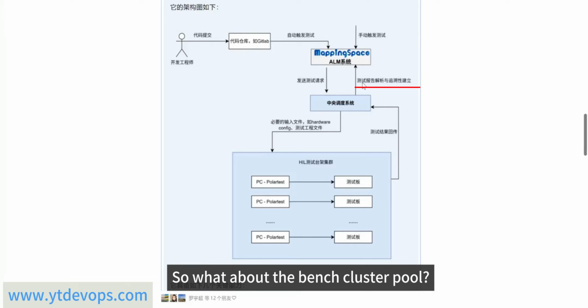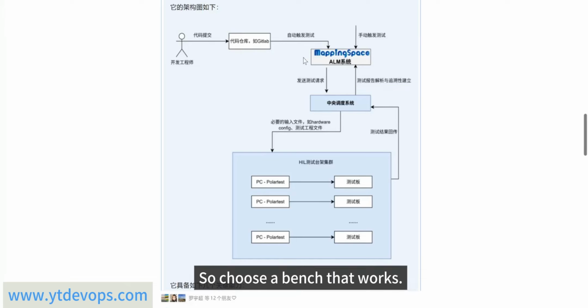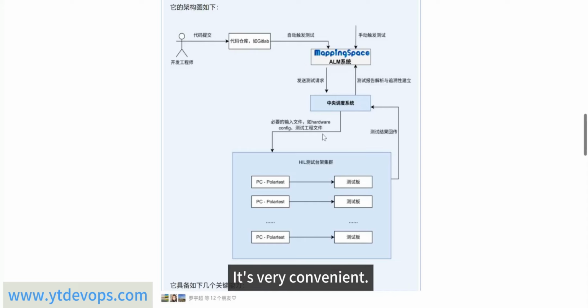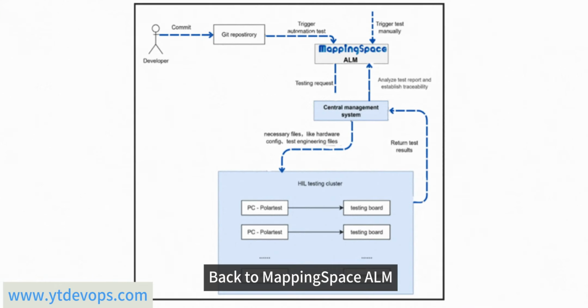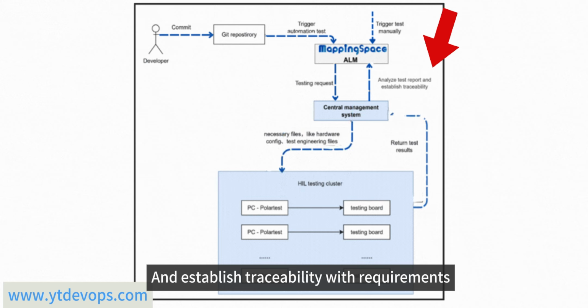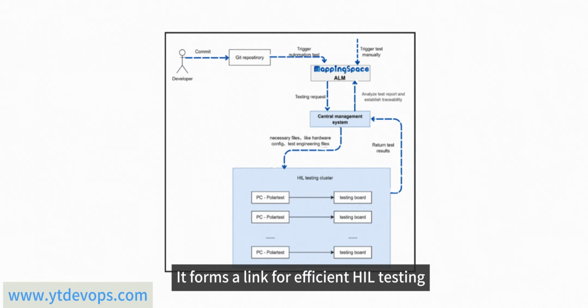So what about the bench cluster pool? Since there are so many benches, choose a bench that works. It's very convenient. Then after the test is done, it will send this result through the central dispatching system back to MappingSpace ALM and establish traceability with requirements. In that case, it forms a link for efficient HIL testing, and it forms a closed loop with demand.